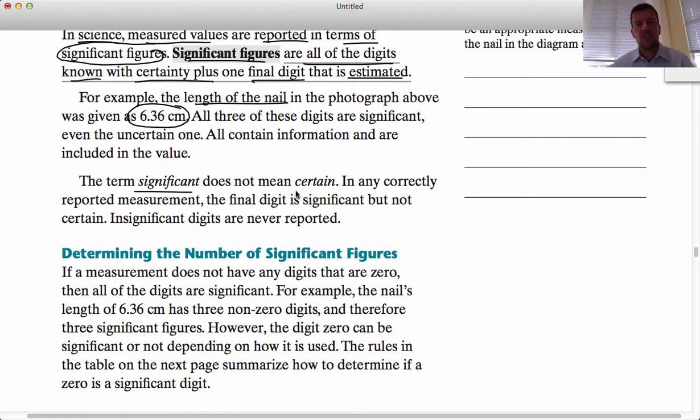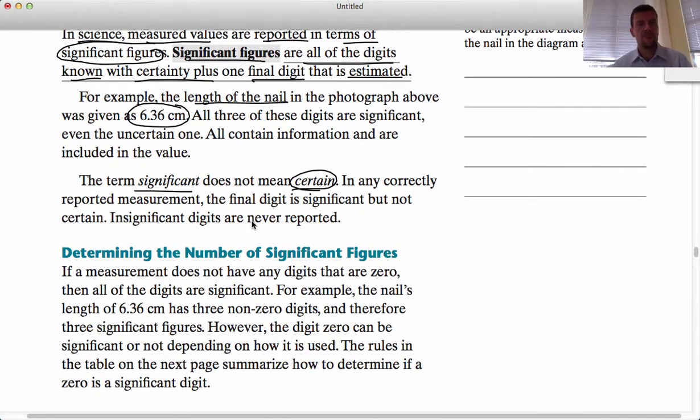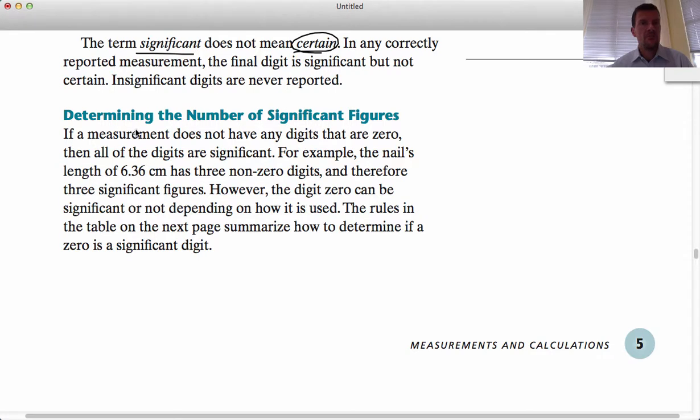So when we say significant, we don't mean that it's certain, like that last digit we know is not certain. It just means that it is part of the accepted measurement that is going to be reported. All right. How do we determine whether the digits are significant or not? Well, determining the number of significant figures is important. If a measurement does not have any digits that are zero, all the digits are considered to be part of that valid measurement and are significant. So 6.36, all three of those digits are significant and are part of that measurement according to the precision of that instrument.